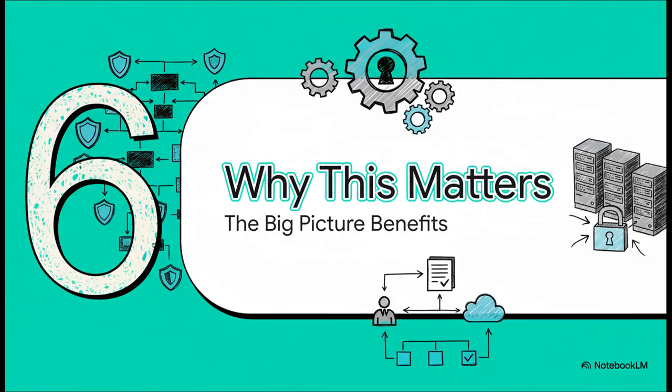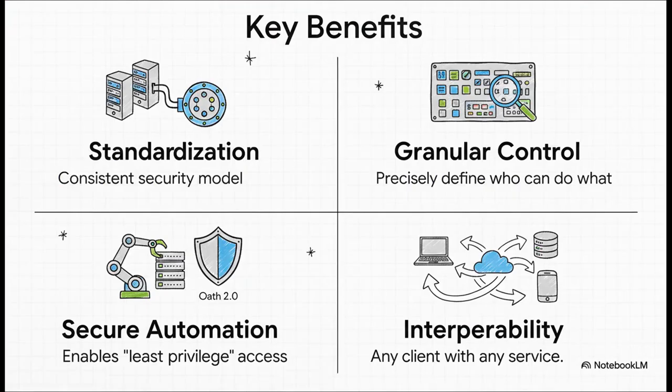Okay, we've gone through the nitty-gritty. For this last part, let's just zoom out, connect all the dots, and talk about why this model actually matters so much for anyone managing modern infrastructure. It really boils down to these four massive benefits. First, standardization. You get one security model that's consistent, no matter the hardware vendor. Huge. Second, granular control. You can define permissions right down to a single operation. Third, secure automation. OAuth 2.0 lets you build incredibly powerful tools without ever compromising on security.